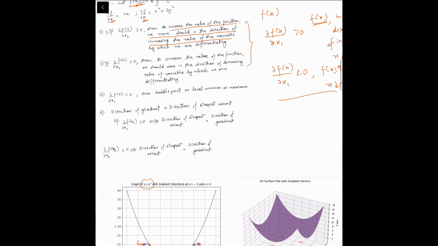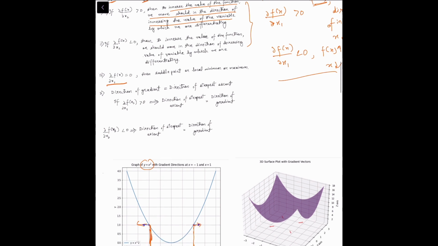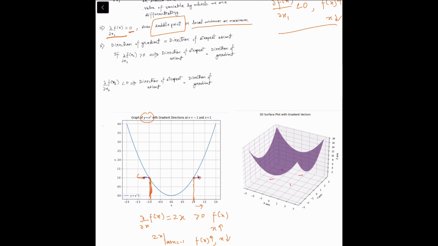So that's what these two concepts are about. The third one: if the derivative of the function with respect to x1 is equal to 0, then that point corresponds to either a local minima or maxima, or in the case of a multivariate function, it corresponds to a saddle point, which we'll study soon. The next property is very important, which says the direction of the gradient is equal to the direction of the steepest ascent. This is always true.